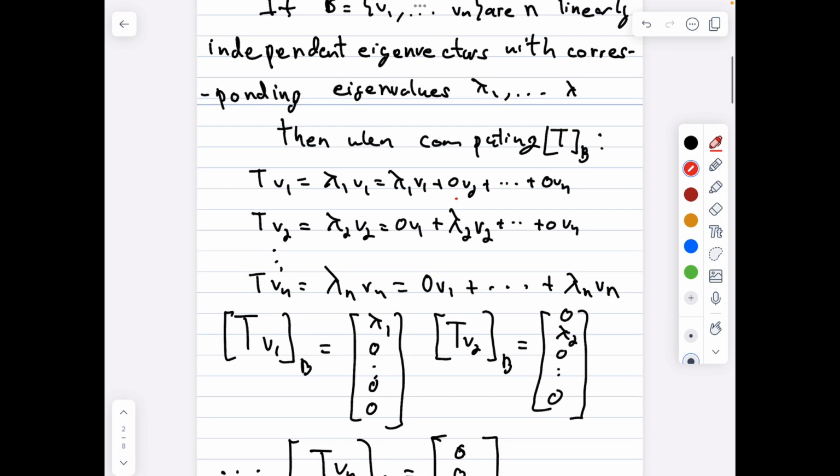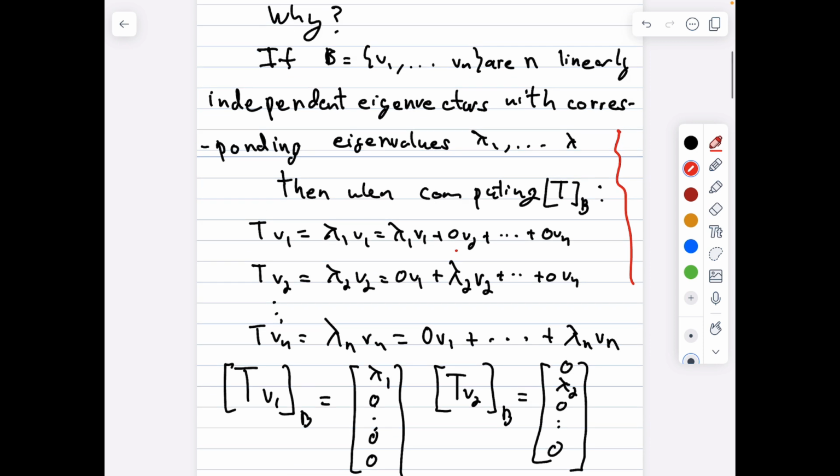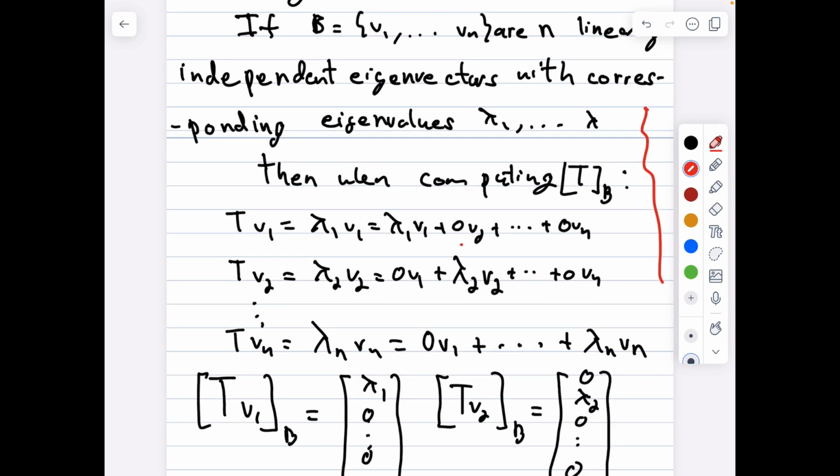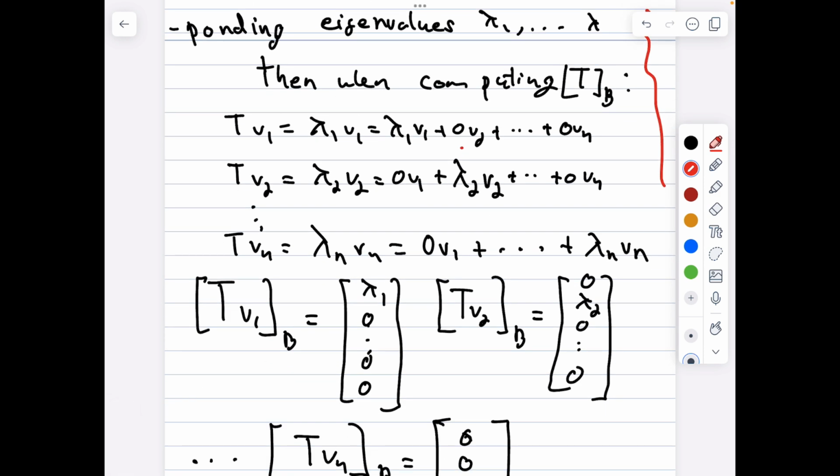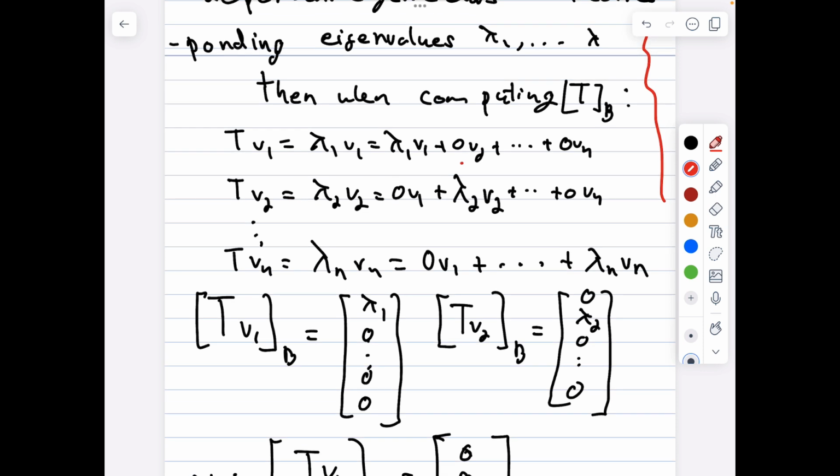What I'm trying to write here is why that would work. When you compute T sub B with respect to v1 through vn, which are what I'm calling the eigenvectors, you take each of your v1, v2, through vn and put them in your transformation. Because they are eigenvectors, the images of v1, v2, through vn are going to equal lambda 1 v1, lambda 2 v2, lambda n vn. That's what it means to be an eigenvector.